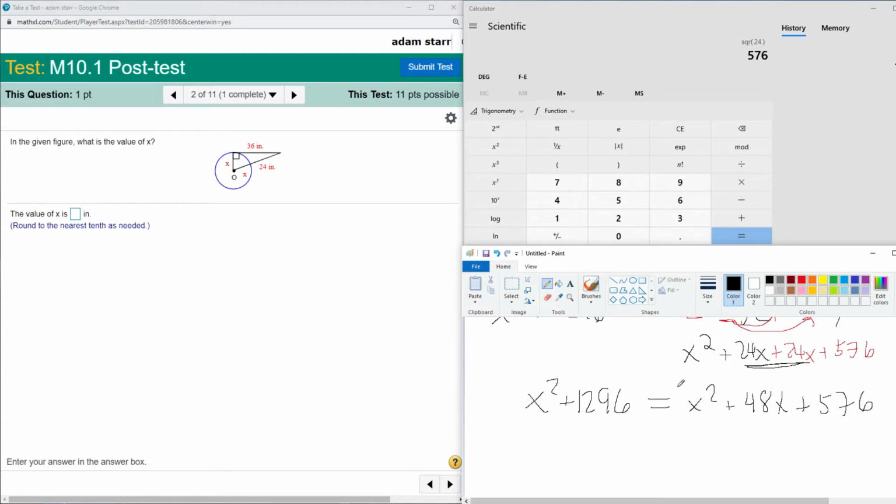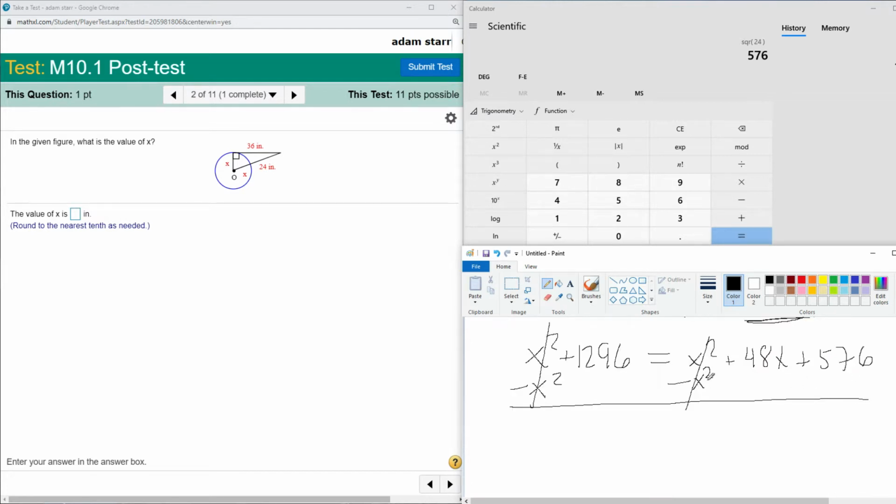Okay, so now I can solve this equation for x. First I'm going to handle the x squares. I'm going to subtract the x squared here, but if I subtract x squared here, I have to subtract it here, and lucky for us, the x squares will cancel each other out, so we don't have to deal with them at all. So now we just have 1296 equals 48x plus 576.